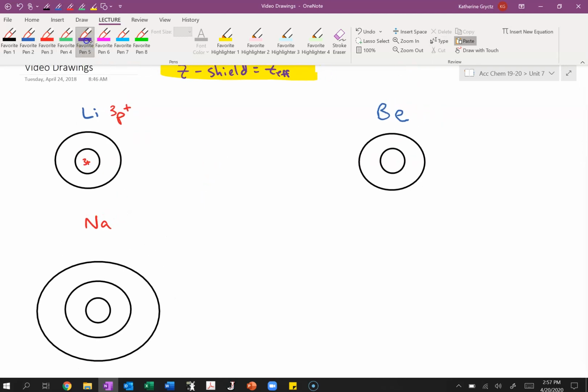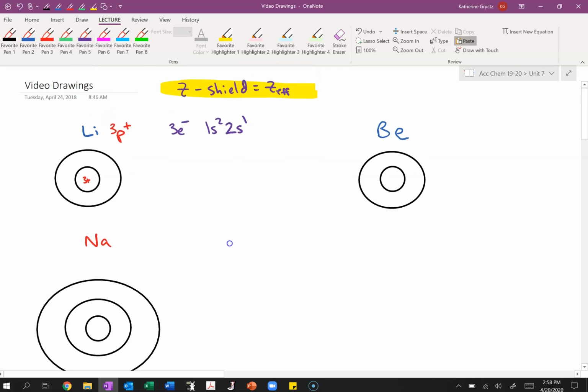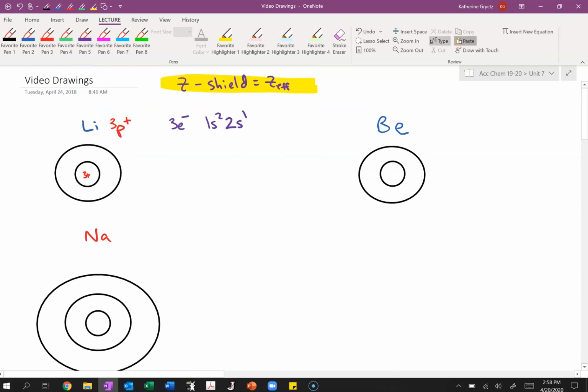Okay, but we have learned now that we also have 3 electrons, but those aren't located in the middle, and we've spent time with electron configurations. So we have 1s2, 2s1. That's where lithium's 3 electrons are.